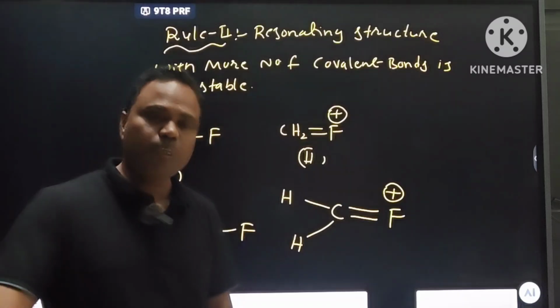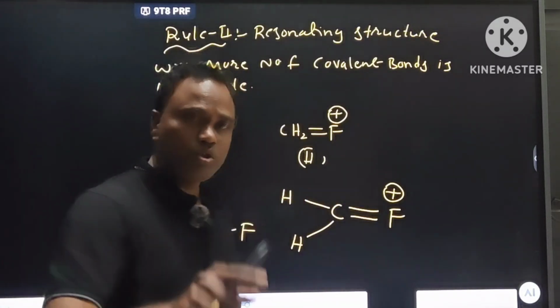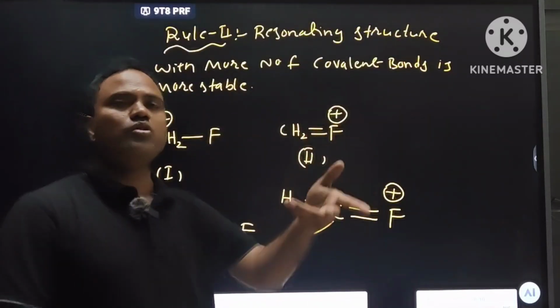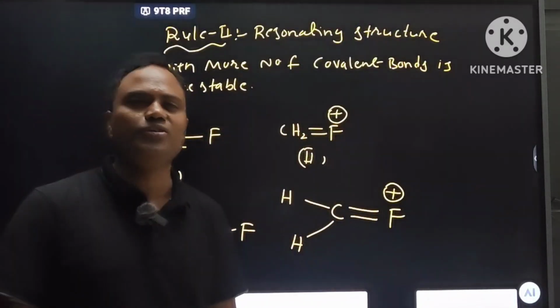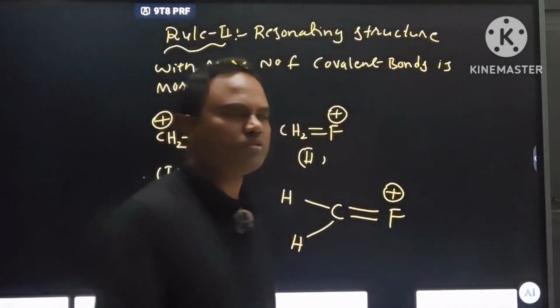Clear? Irrespective of the positive charge on the more electronegative atom, the resonating structure with more number of covalent bonds is more stable. Ignore the positive charge on the more electronegative fluorine. Ignore that point. Just see whether it is having more number of covalent bonds or not.